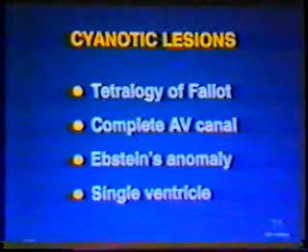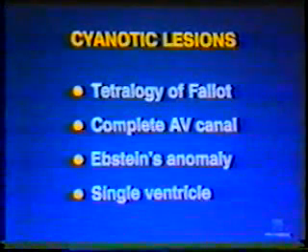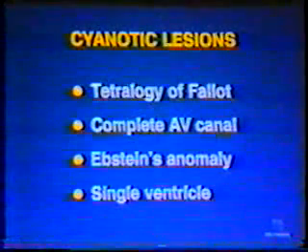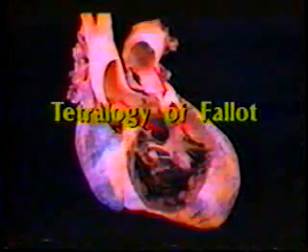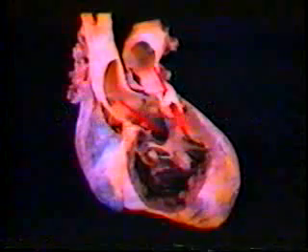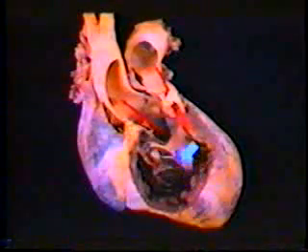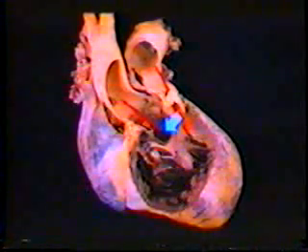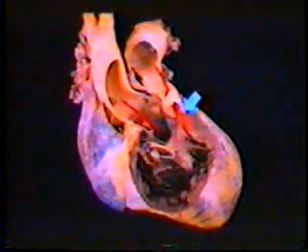Having discussed the segmental approach, we will now demonstrate 2D features of these select cyanotic lesions. The anatomic features of tetralogy of Fallot can be clearly seen on this anatomic specimen. Note right ventricular hypertrophy, large subaortic ventricular septal defect with overriding aorta, and infundibular pulmonary stenosis. This specimen has been sectioned to simulate parasternal long axis view.